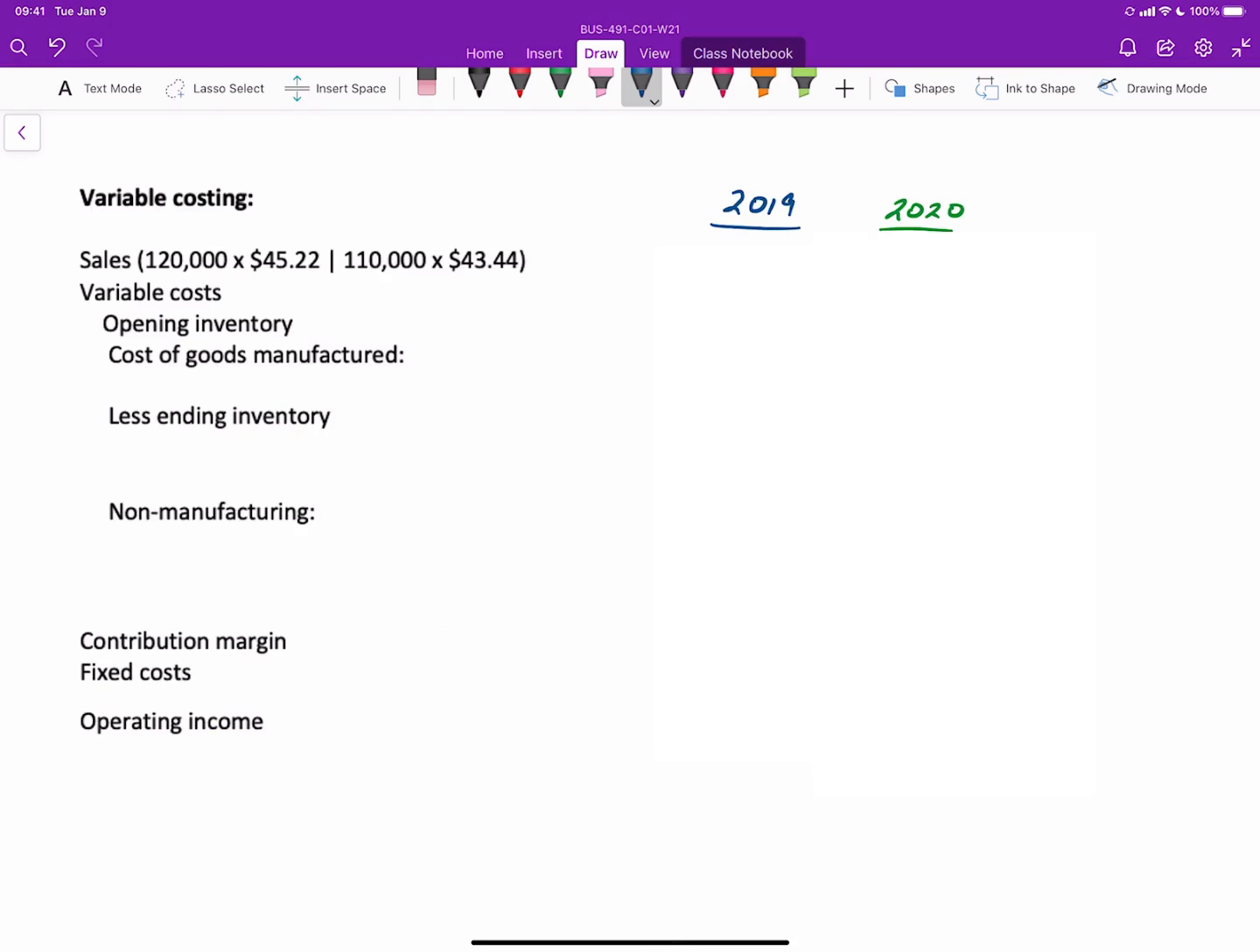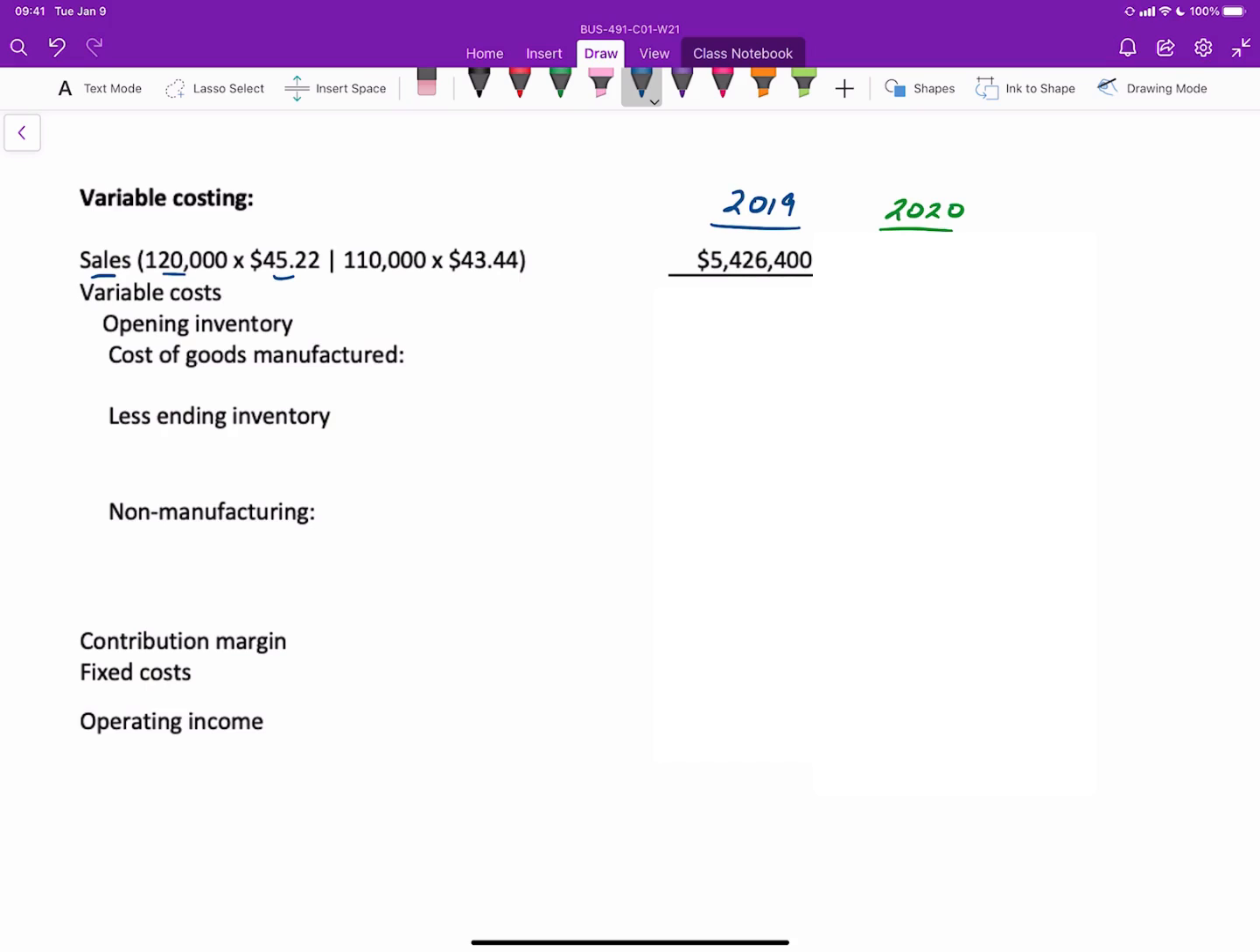And so here we are. In the blue column, 2019, and the green column, 2020. We start with our sales, and of course, regardless of whether you're using variable costing or absorption costing, your sales are still the same. So 120,000 units at $45.22 in 2019.